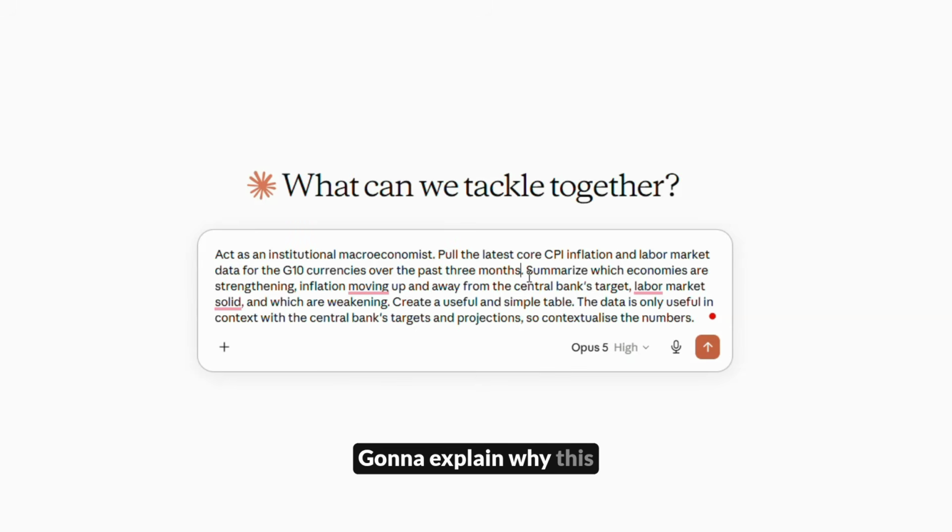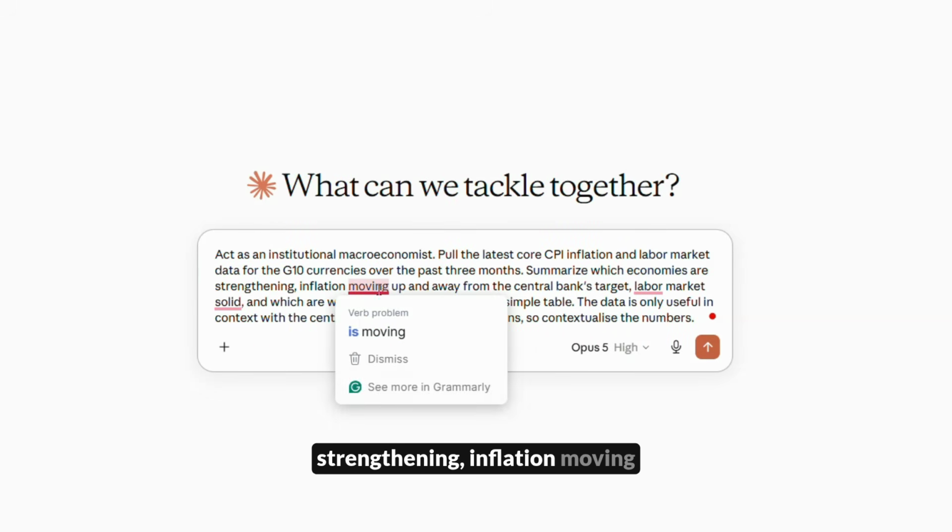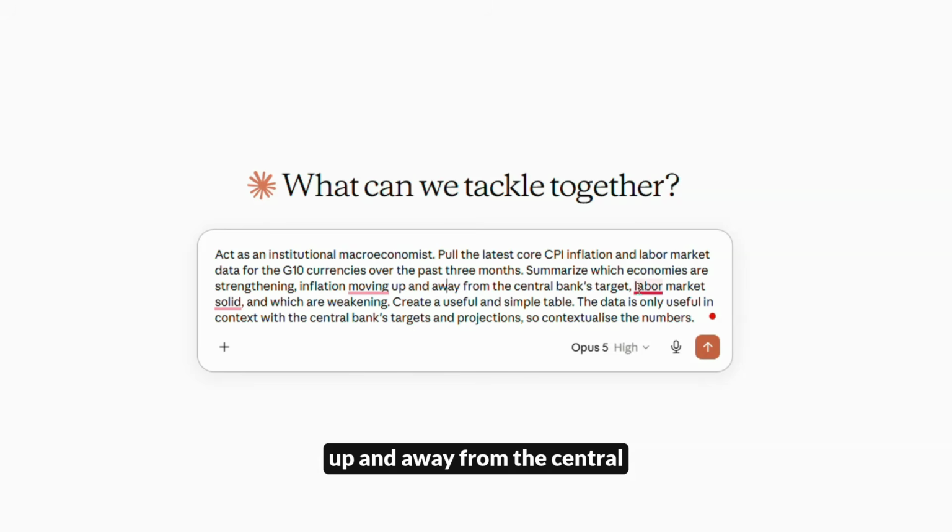I'm going to explain why this matters so much in a second. Summarize which economies are strengthening, with inflation moving up and away from the central bank's target and a solid labor market, and which are weakening. Create a usable and simple table. The data is only useful in context with what the central bank's targets and projections are. So contextualize the numbers. All this said, let me walk you through what this all means.